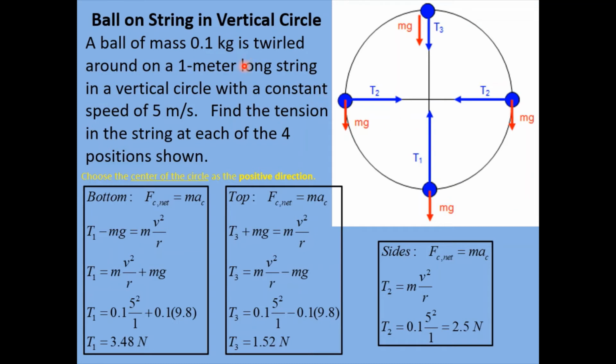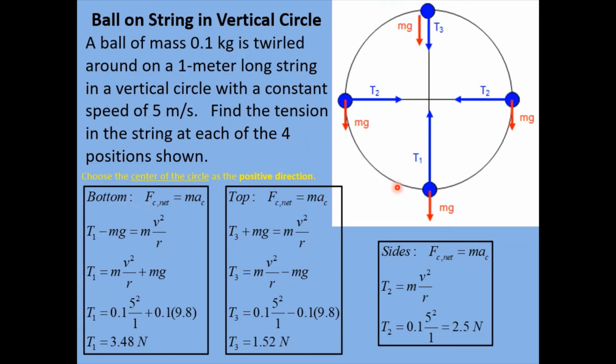We're told the mass of the ball is 0.1 kilograms, the radius is 1 meter, and the speed is 5 meters per second. We're asked to find the tension in the string at each of the 4 positions shown. So we've got this position here at the bottom, at the top, and then the 2 sides. So again, as always, let's choose the center of the circle as our positive direction. So anything that points inward towards the center, we're going to call that a positive force.